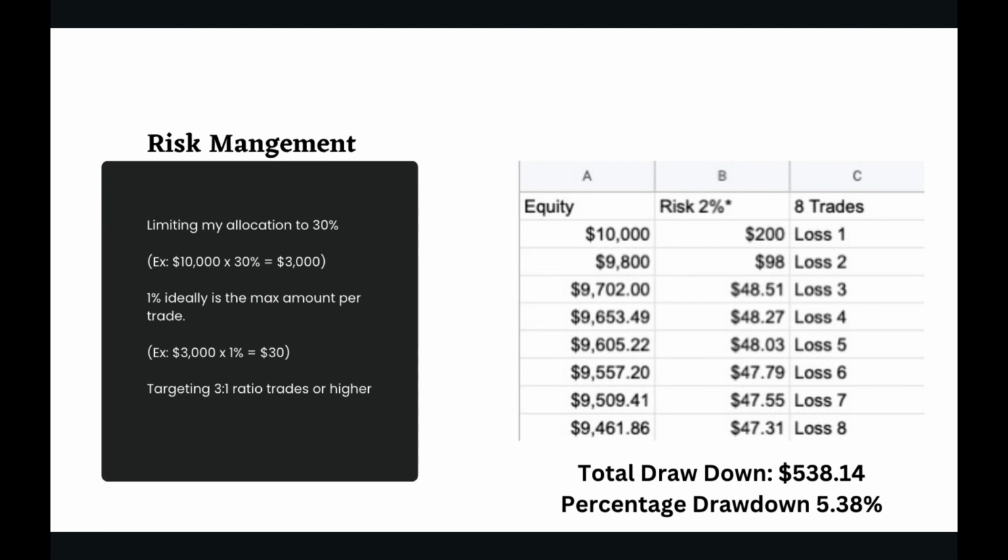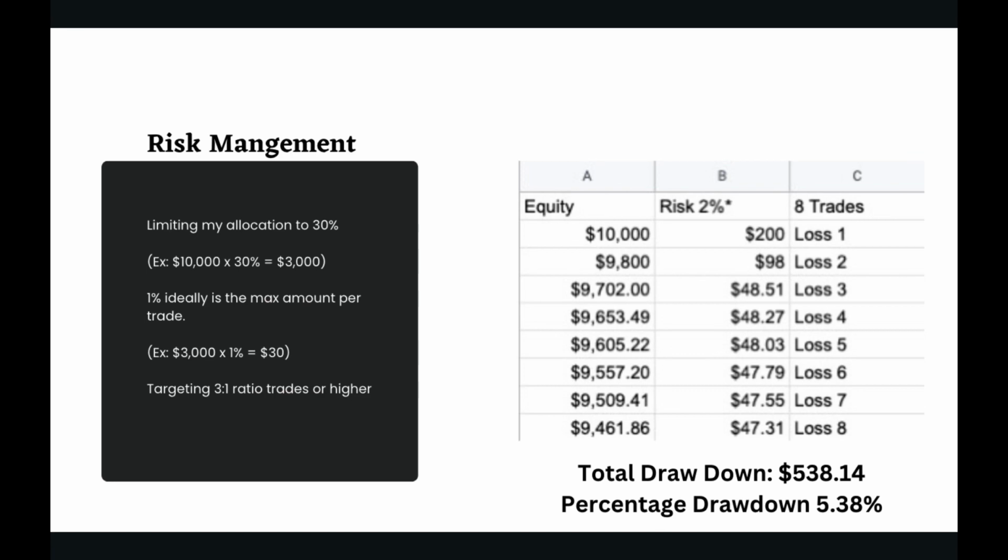With risk management, I'm limiting my allocation down to 30%. 30% of $10,000 is $3,000. I'm then going to ideally risk 1% per trade, and 1% of $3,000 is $30. So I'm acting as if I only have $3,000 to trade with, and per trade I only have the max capital to trade $30. I'm targeting a 3-to-1 ratio trade or higher. This is going to set me up for longevity and having success passing these challenge accounts. I will not be worried about breaking the max limit or the daily limit because I'm limiting my allocation down to 30% already.